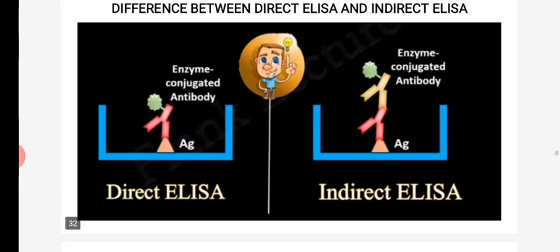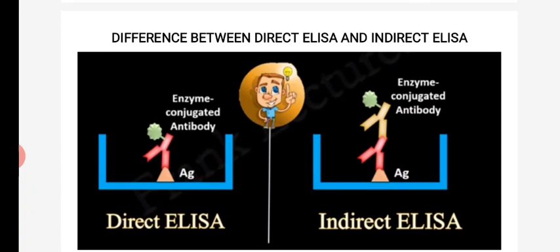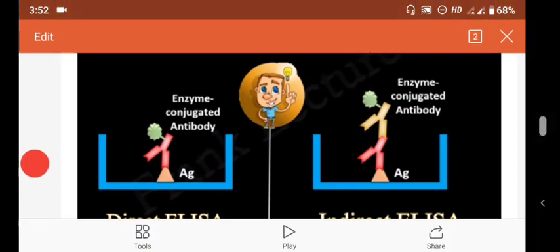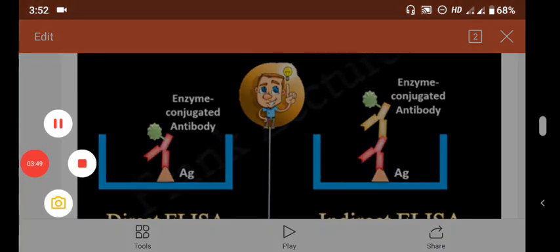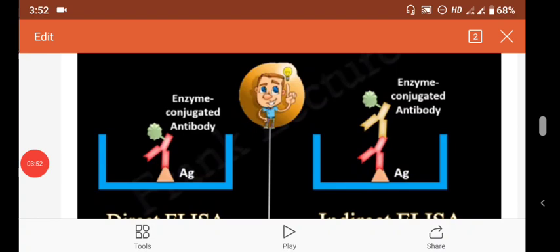Then in the case of indirect ELISA, the HIV antigen is already present in the wells and the serum containing antibody binds with the antigen, and then we add the enzyme-conjugated antibody, which forms the enzyme-conjugated antibody-antigen complex. When we add a substrate to that complex, we get a definite color. Then you can diagnose it as a positive test.